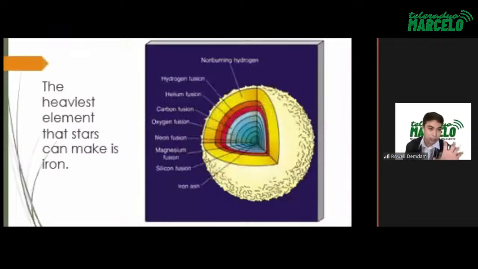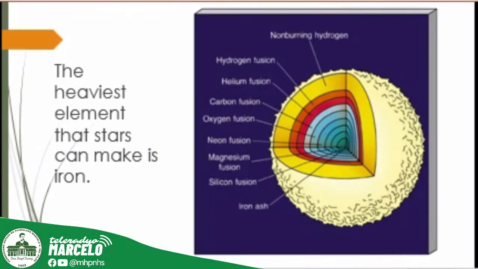Okay, as you can see on the screen, highly massive stars can make all elements up to and including iron in their cores. So the heaviest element that stars can make is iron. When fusion of iron occurs, it does not create energy. Without the supply of energy, the star will soon die.